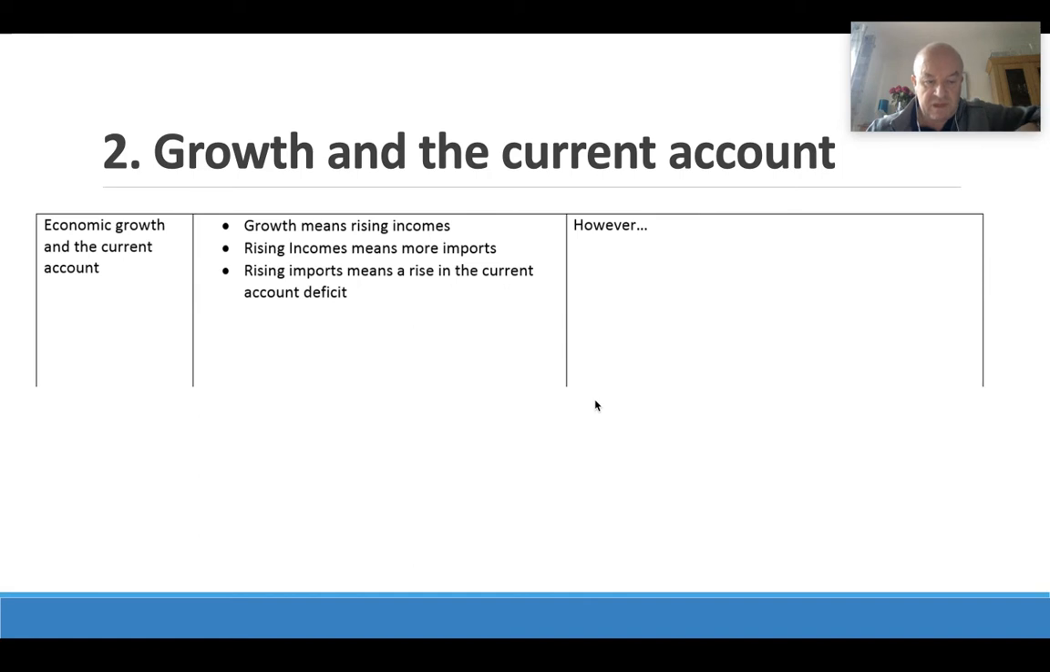However, we can always evaluate that and look at ways in which we might be able to balance the two. Okay, so in the second example then, let's take a look at how you might look at economic growth and the current account as the two policy objectives, also the two macroeconomic objectives, and how the policies might be used to try to address that.